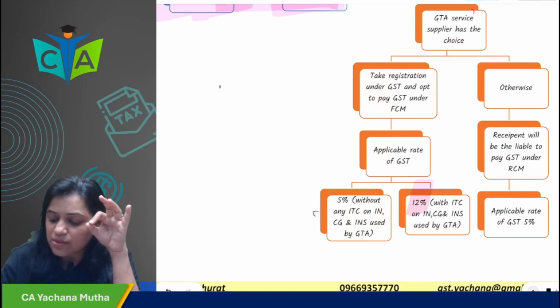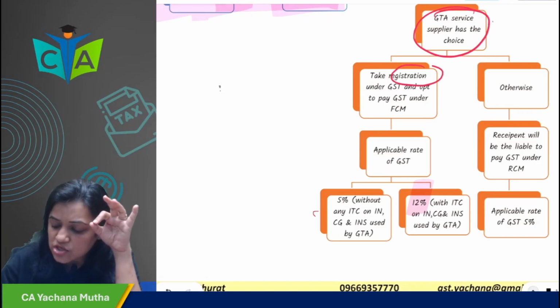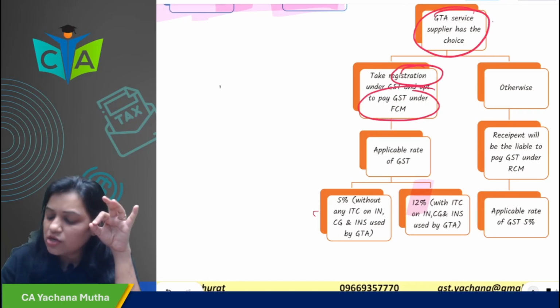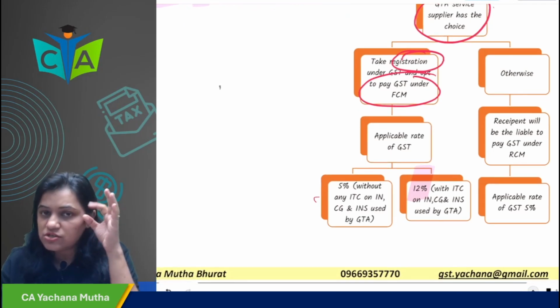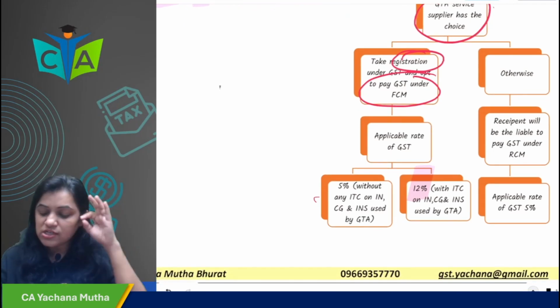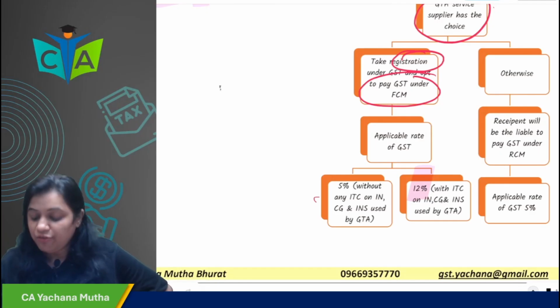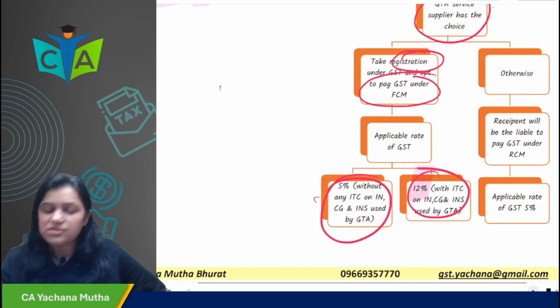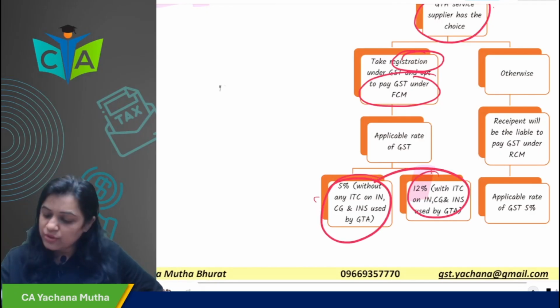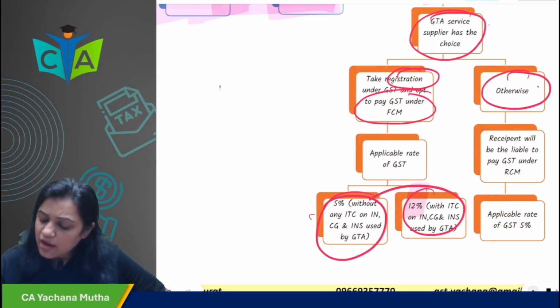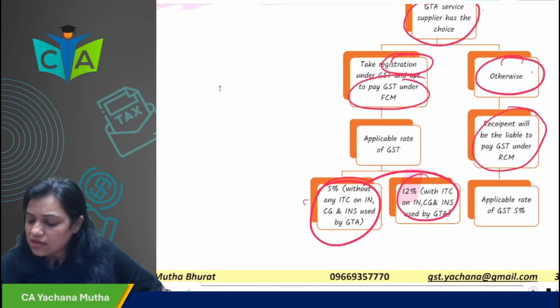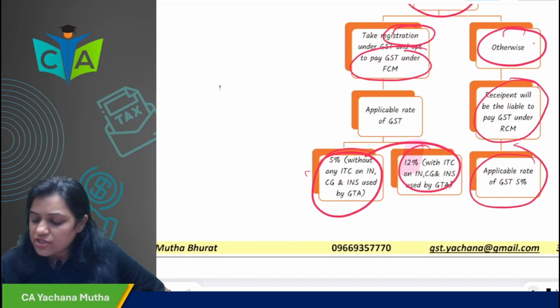What choice does the service supplier have? He can take registration and he can opt to pay GST under forward charge. In that case there are two rates, 5% without ITC, 12% with ITC. Otherwise, the recipient will be liable to pay GST under RCM and the applicable rate of GST will be 5%.